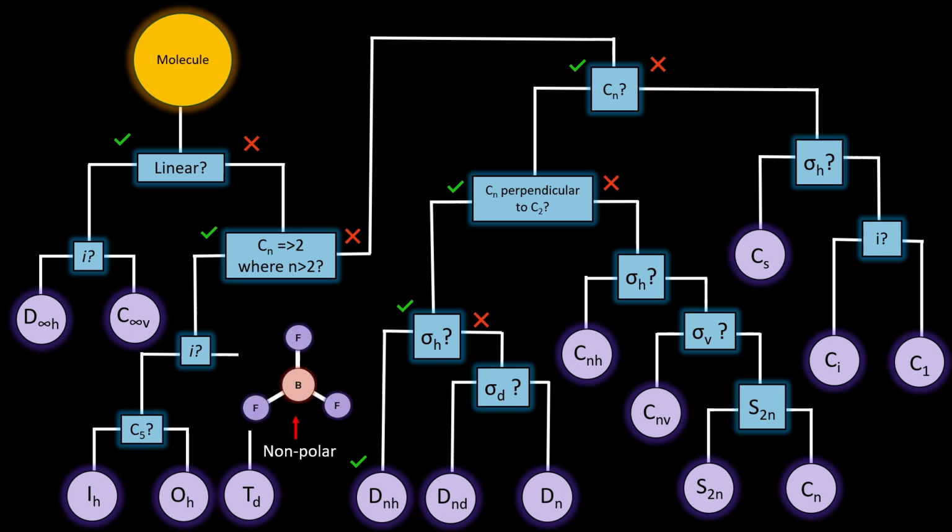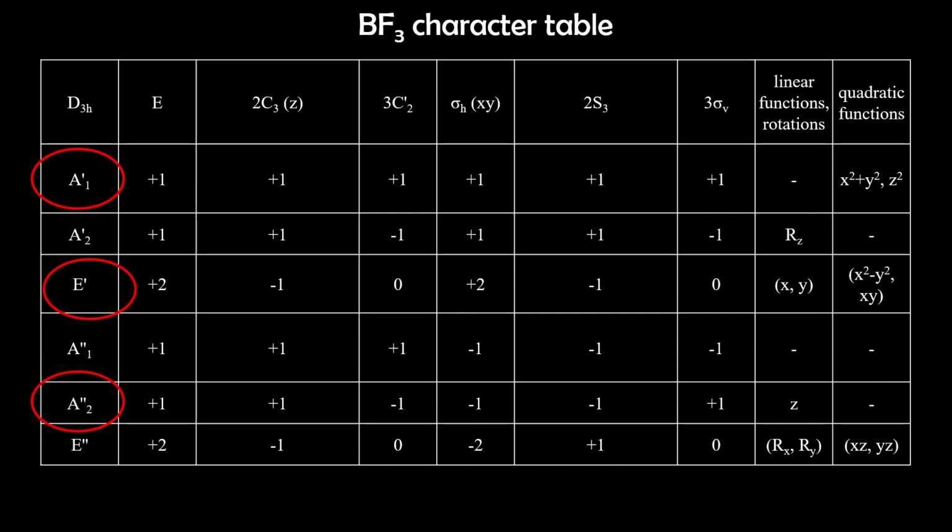So here this symmetry explains an important property of BF3. Even though each BF bond is polar, the molecule as a whole is non-polar. The 3 bond dipoles are arranged symmetrically in a trigonal planar shape, so they cancel out. Now let's connect this to the character table.